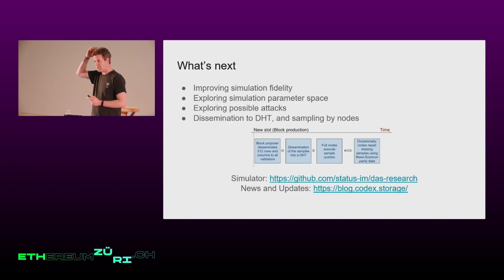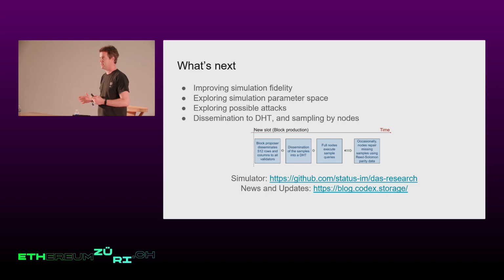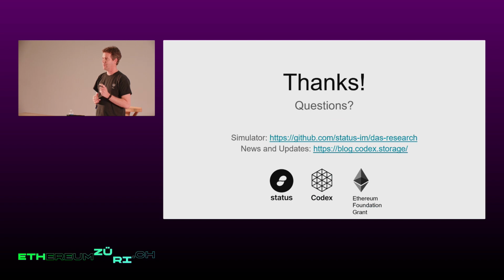So we have the simulator now. As I said, it's quite work in progress. We are using it to figure out the right combinations, figure out what GossipSub-like means. So we are experimenting with different variations. We will improve the simulation fidelity. We will do parameter space exploration. The curves I've shown you were single runs, so they are definitely not statistically relevant. Then exploring attacks, and dealing with the other parts of the dissemination to the DHT and of the sampling. So, thank you. If there are any questions.